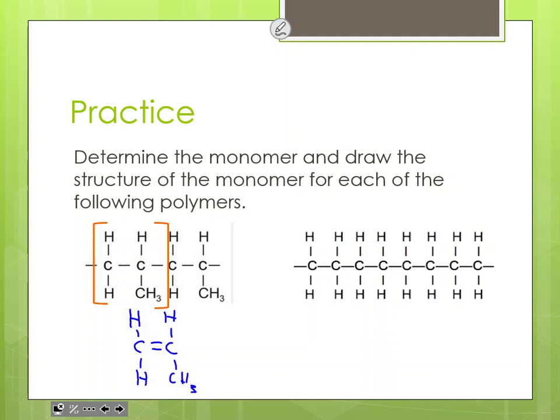Okay, so make my H a little bit better down here. CH3. Over here, all we have to do is figure out a unit, and they're pretty much the same repeating one, and then change it to find the monomer, create a double bond between the carbons, and that would be the repeating unit, the monomer, for that particular polymer. Any questions on that? Pretty easy stuff.